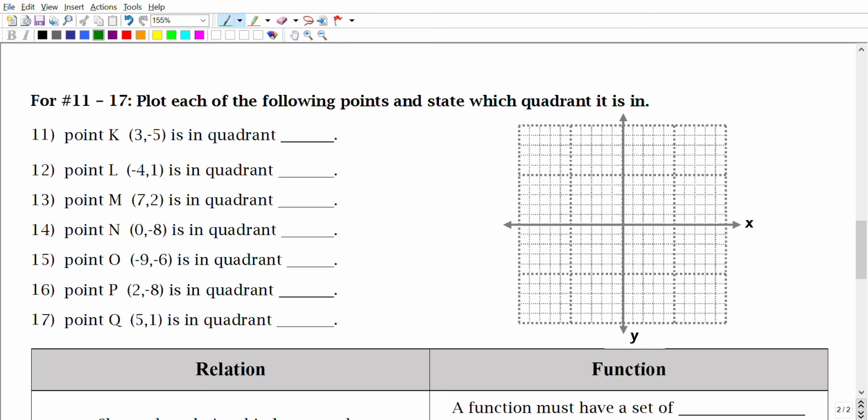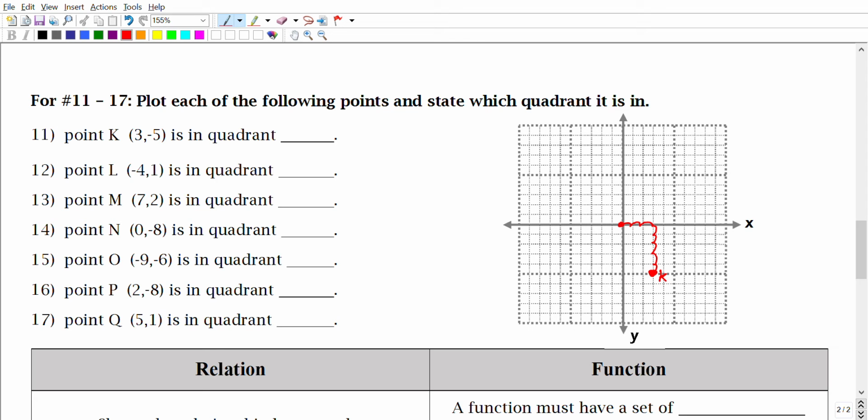Okay, so let's go ahead and plot the ordered pair 3, -5, which is point K. Let's go ahead and do that. So starting at the origin, I'm going to go positive 3, 1, 2, 3. Remember, x-axis first. Left and right always first, then up and down. Okay, so I went to the right 3, and then I have a -5 for my y value, so I'm actually going to go down 1, 2, 3, 4, 5. So I have my point K. All right, good. Now I want to find out, well, what quadrant does that fall on?